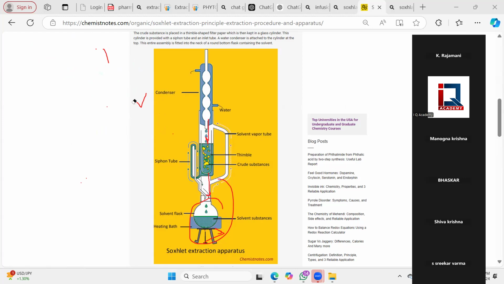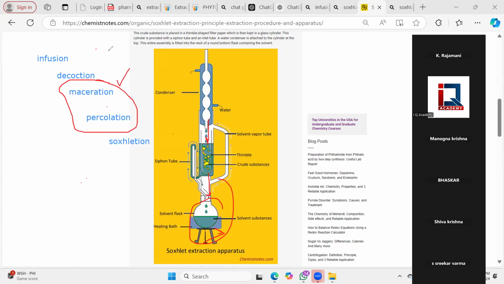Okay, have you written down the procedures? Drug extraction, what are the methods? Please note it down. First infusion, right? Then decoction, then maceration, then percolation, then Soxhlet extraction. Right? What are the cold methods among these? These two, maceration and percolation, don't need any heating step. Infusion, decoction and Soxhlet extraction have heating steps. Okay, noted?